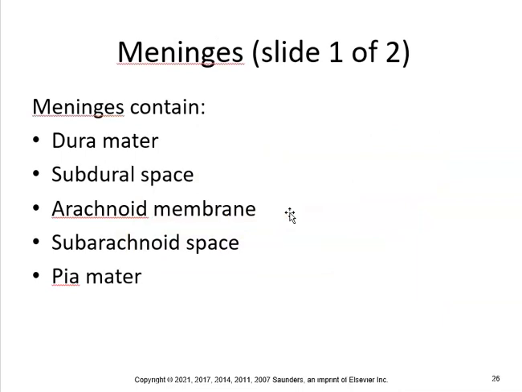Meninges contain dura mater, a subdural space, arachnoid membrane, subarachnoid space, and pia mater. So those are the layers of the brain, and dura is the outermost and pia is the innermost. If you've heard of a subdural hematoma, you're going to get swelling right underneath the dura, which is right here, the subdural space.